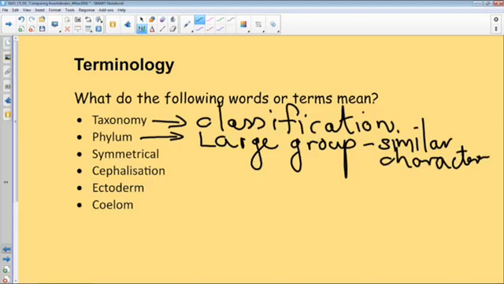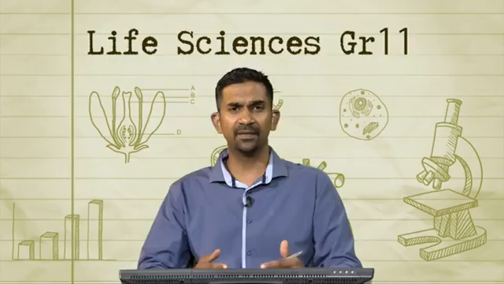And then the term symmetrical, which we discussed last week, and we referred to symmetry as the way in which an organism can be cut which creates identical halves or mirror images of them. And we looked at symmetrical, asymmetrical, and then bilaterally symmetrical, which we're going to discuss later on today.